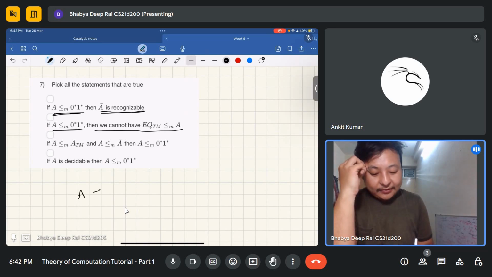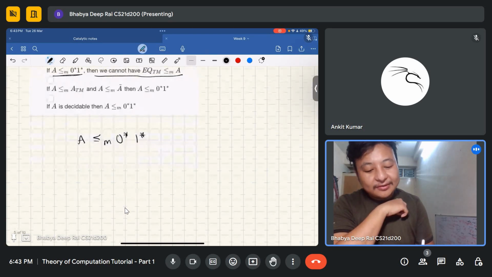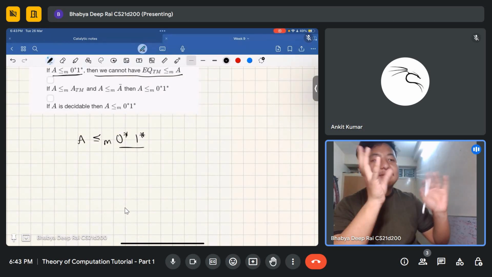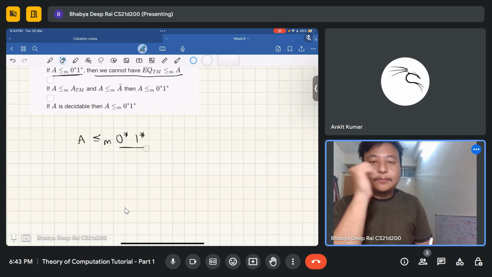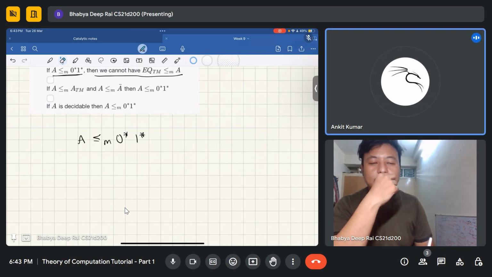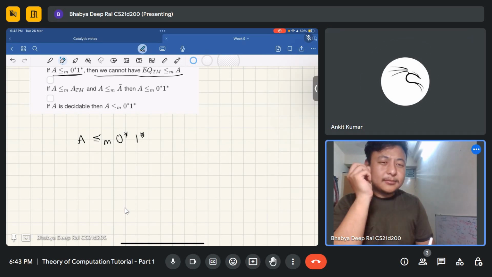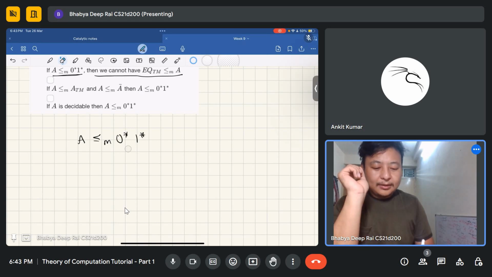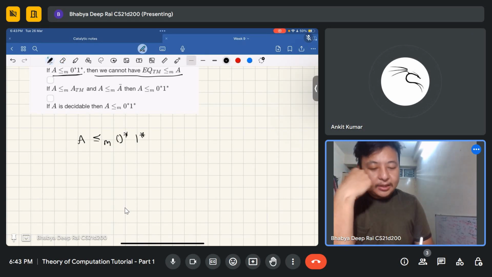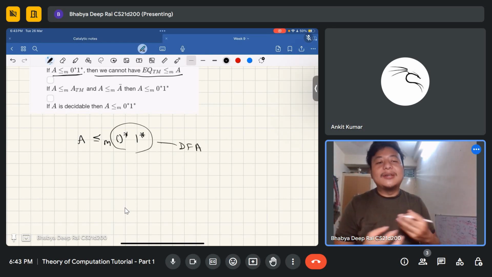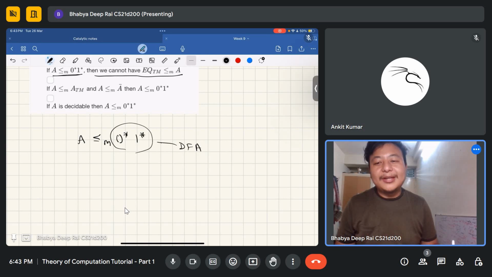Let's look at the first question. A reduces to 0 star 1 star. Let's look at this language 0 star 1 star. Can you tell me where it falls? What kind of language is 0 star 1 star? Sir, it is a known regular language. It has a corresponding DFA. So if it has a DFA, then obviously my Turing machine can just mimic the DFA, and then the Turing machine will always halt.